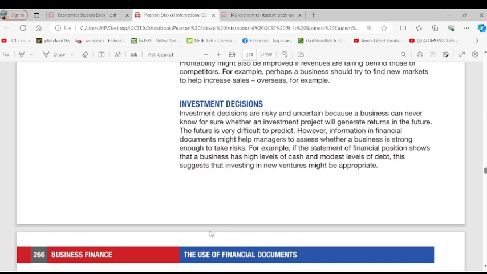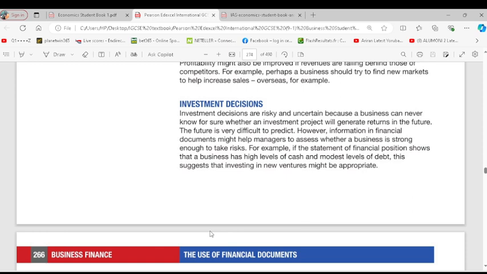Investment decisions. Investment decisions are risky and uncertain because a business can never know for sure whether an investment project will generate returns in the future. The future is very difficult to predict. However, information in financial documents might help managers to assess whether a business is strong enough to take risk. Investment means putting money in for the future. Predicting the future is not easy, and it is risky to put money into something you cannot predict.